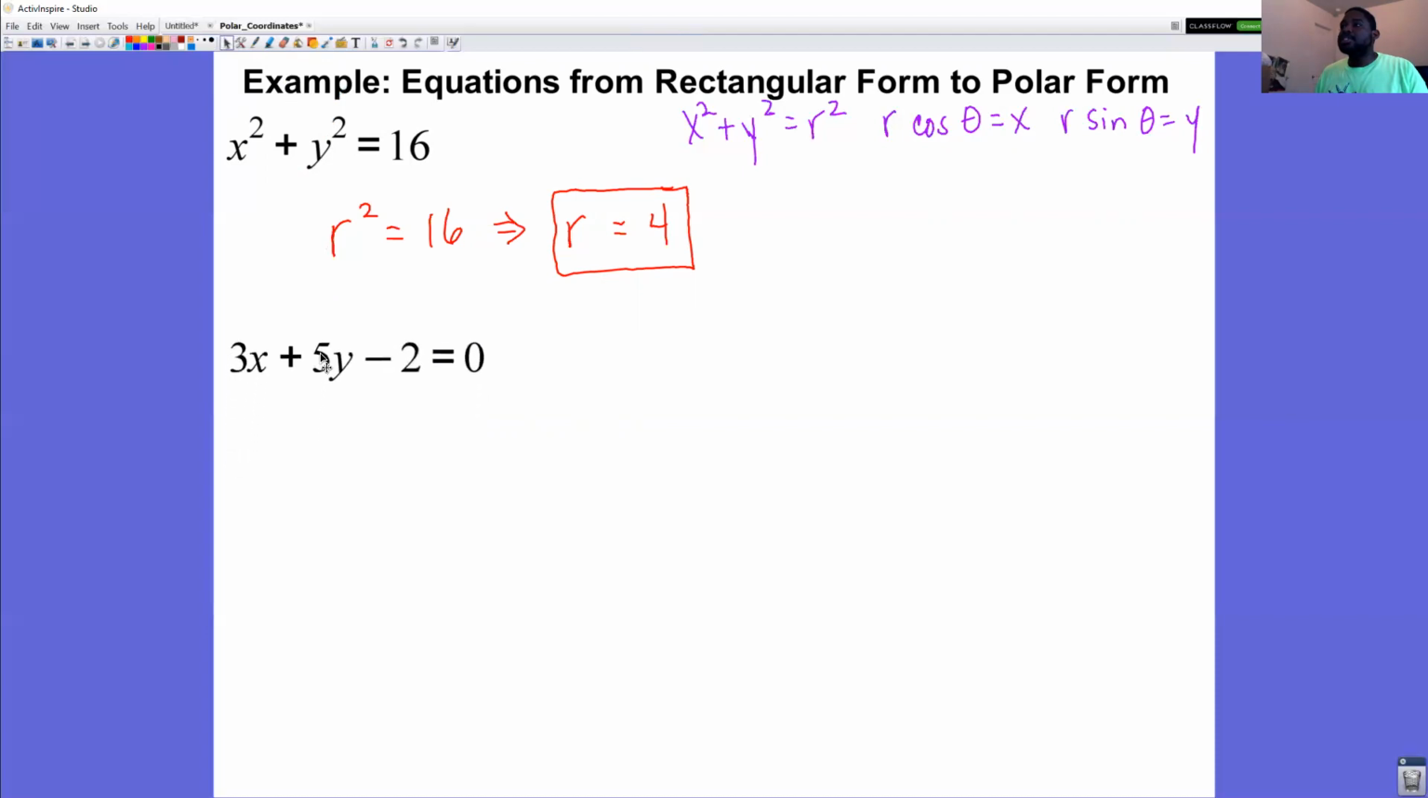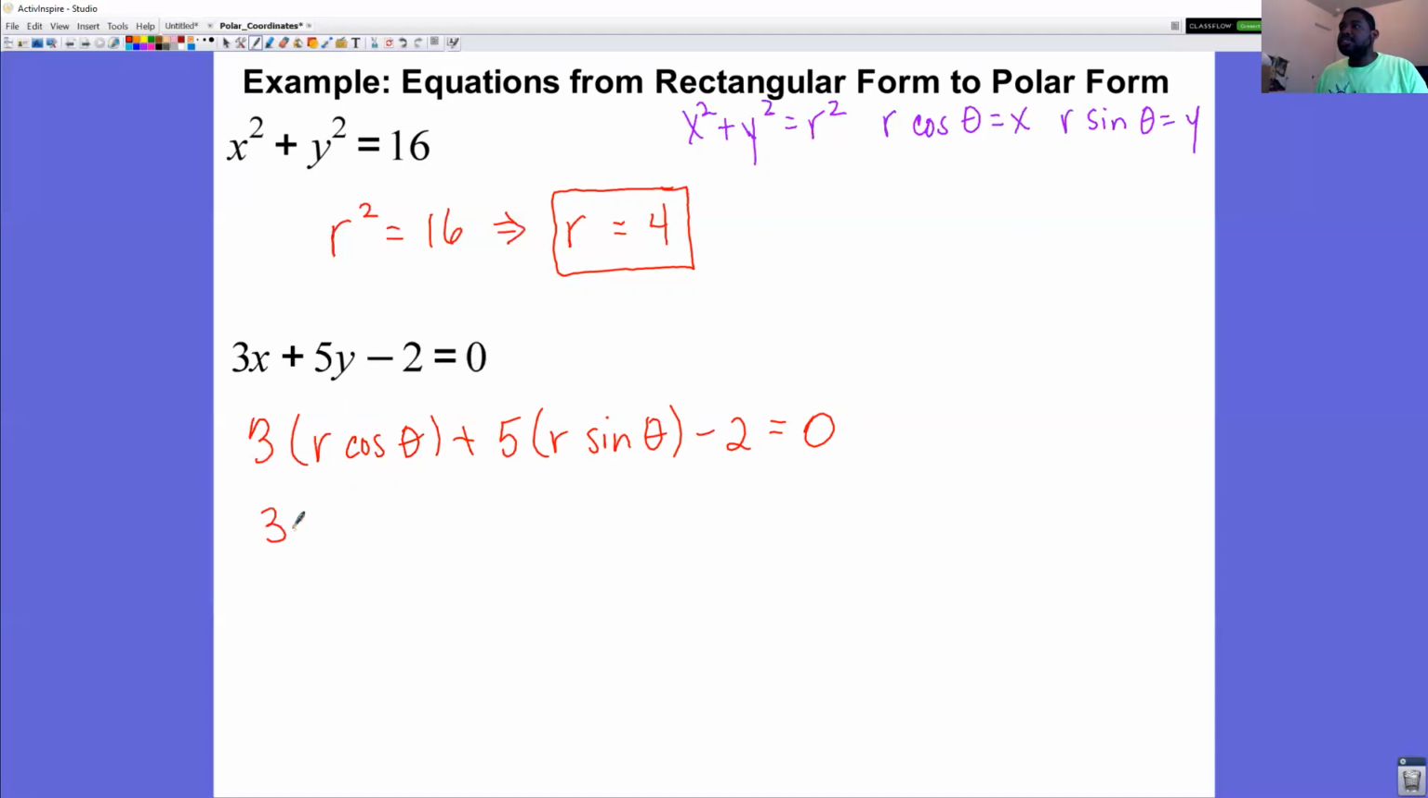I'm going to slightly move this equation up. All right, so here we have 3x plus 5y minus 2 equals 0. And we're going to do some simple substitutions. So for every x, we replace it with r cosine theta. So we have 3r cosine theta plus 5 times r sine theta minus 2 equals 0. So now our objective is to solve for r.